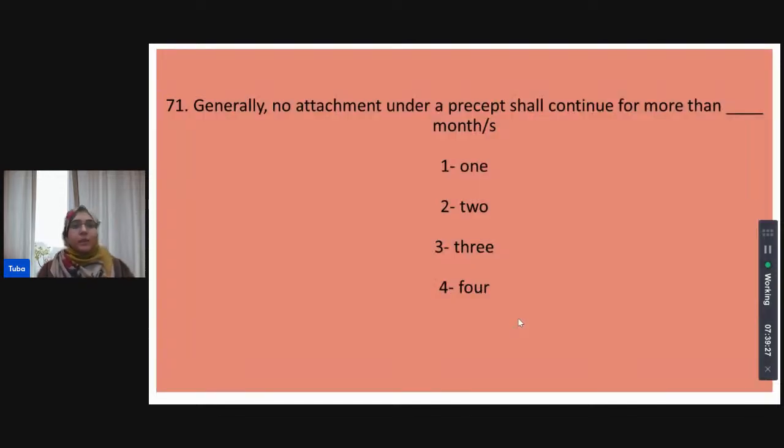Generally, no attachment under a precept shall continue for more than how many months? More than 1 month, more than 2 months, 3 months, or 4 months? What is the general time for which no attachment under a precept shall continue?